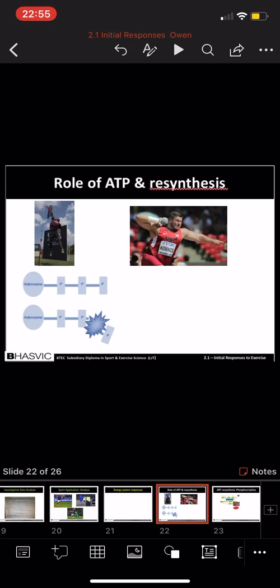ATP can only last for 3 seconds, so it needs to be resynthesized. This is where phosphocreatine, also known as PC, which is also found in the muscle cells, is given to the ADP to form ATP again. And the cycle will be shown.